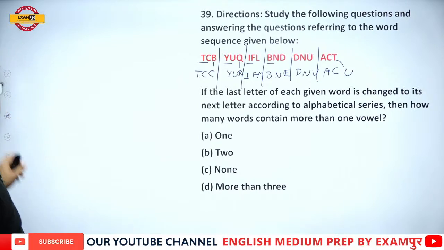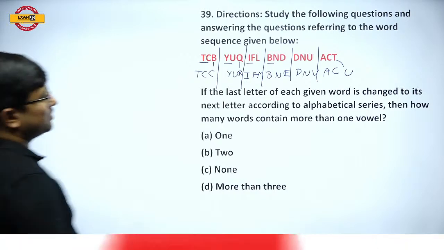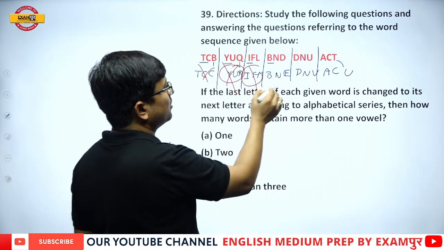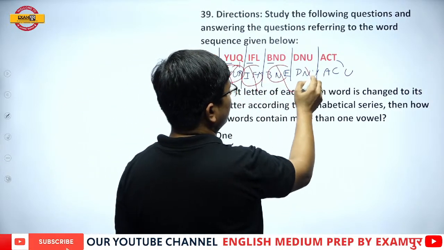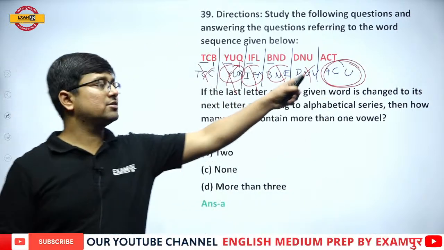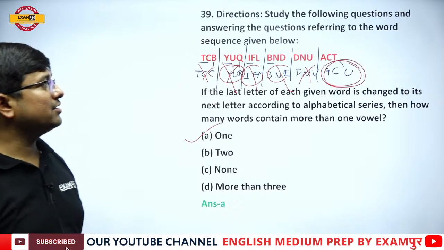how many words contain more than one vowel? This word? No. Only one word contains more than one vowel, the last one. More than one vowel. Alright, A, C, U.